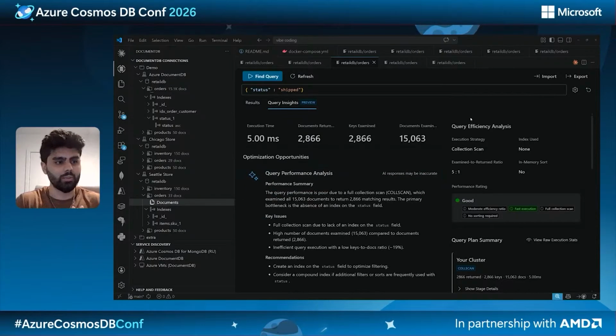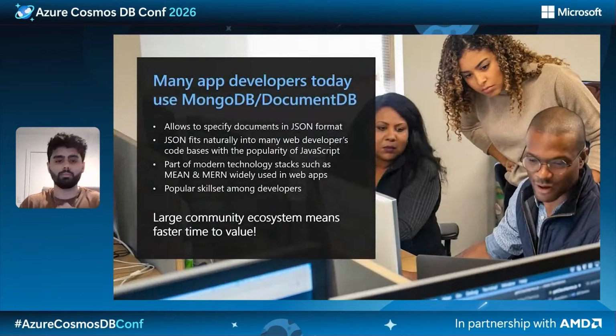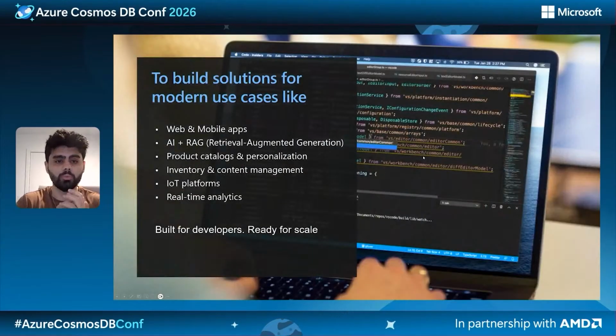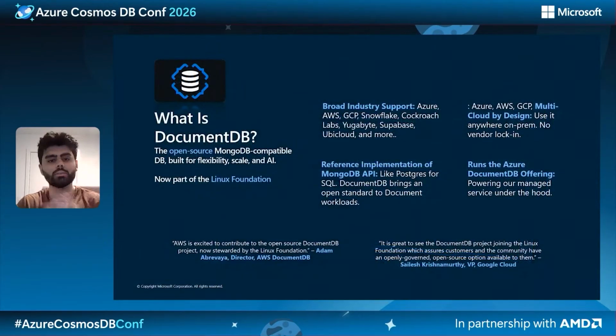Now that we've looked at the demo and everything worked well, let me give you a brief overview of what Azure Document DB is, or what Document DB is, and why we even built it in the first place. You must already be familiar with MongoDB databases. It's the most popular non-relational database out there. It allows you to specify documents in a JSON format, and JSON fits naturally into many web developers' code bases with the popularity of JavaScript. It is very popular for building solutions like web and mobile apps, AI and RAG applications, and product catalog and personalization. So what is Document DB?